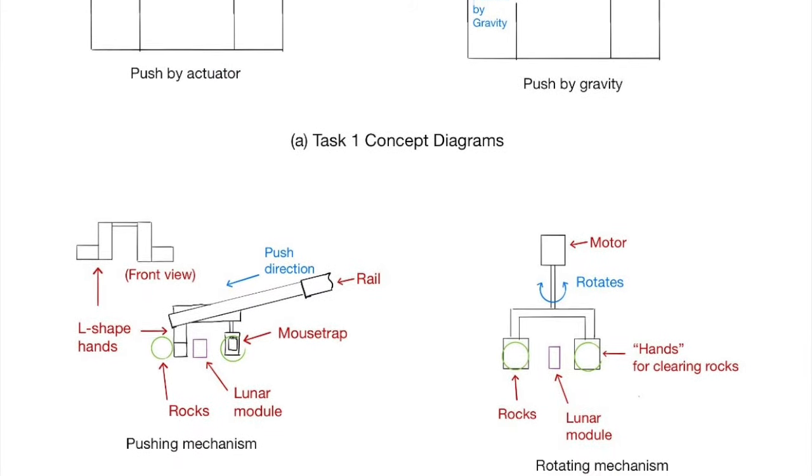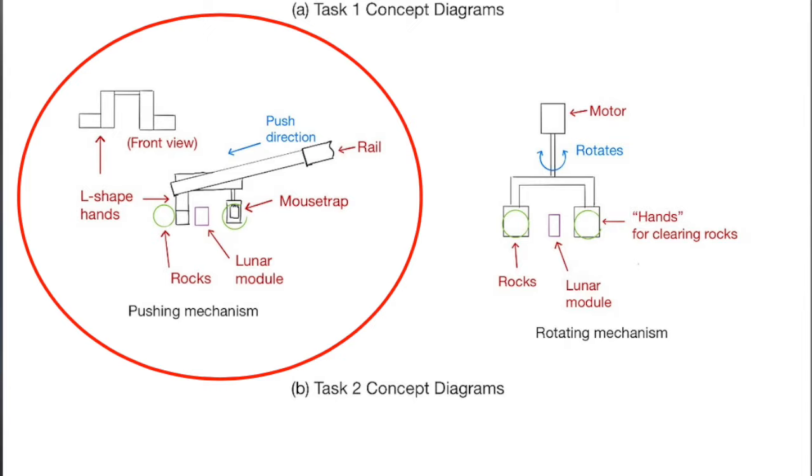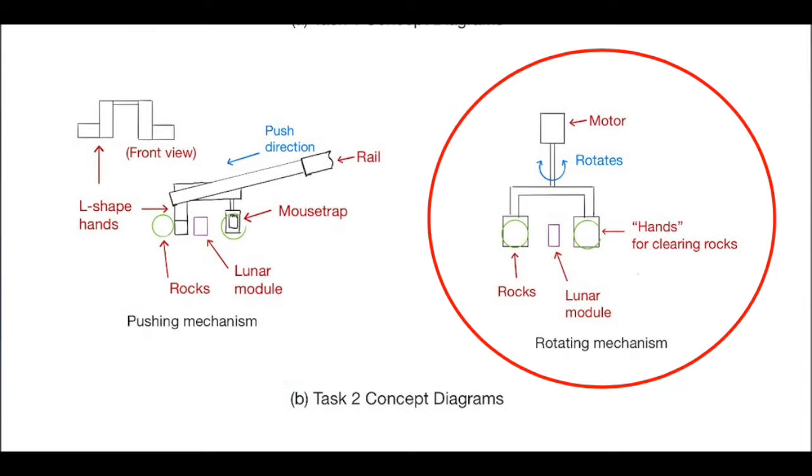For task 2, clearing the rocks, there again were two main possibilities. We could either push the rocks out of the way and use a mousetrap to send the third lunar rock out of the Sea of Tranquility, or we could use a rotating arm that would sweep the rocks away, as was done in the final design.